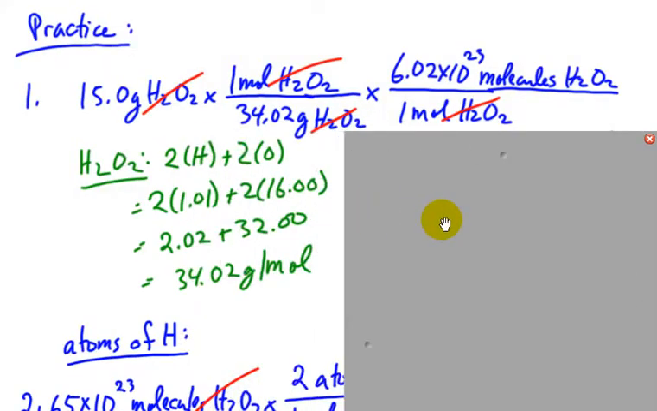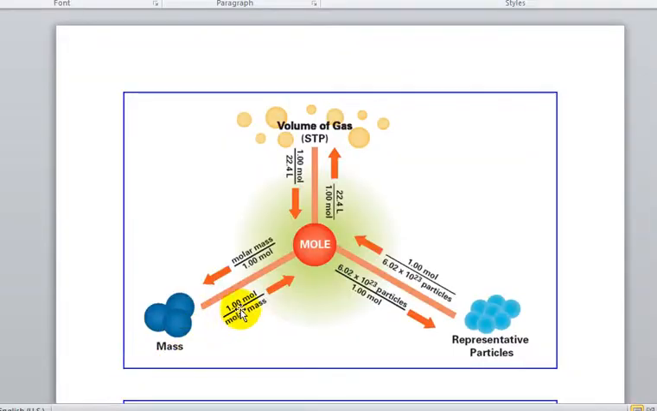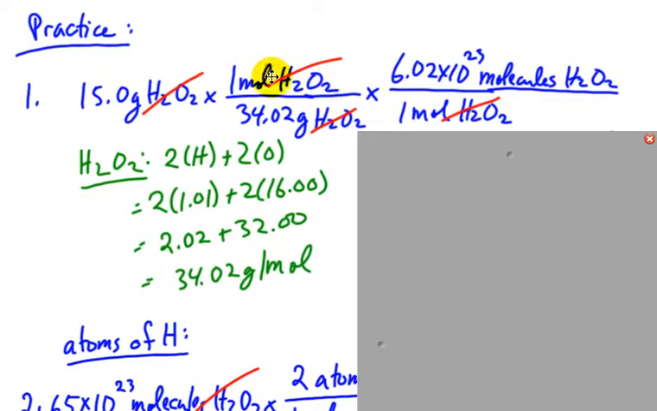Okay, so hydrogen peroxide, you need to figure out the molar mass first of all. 2 hydrogens, 2 oxygens. So there we have it there, 34.02 grams per mole. So 15 grams, we're going from grams to moles. So of course there's our factor there, 1 mole over the molar mass in grams.